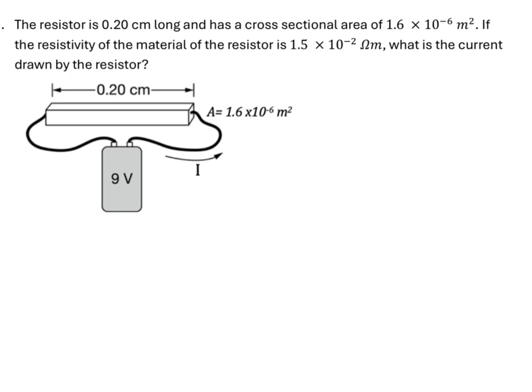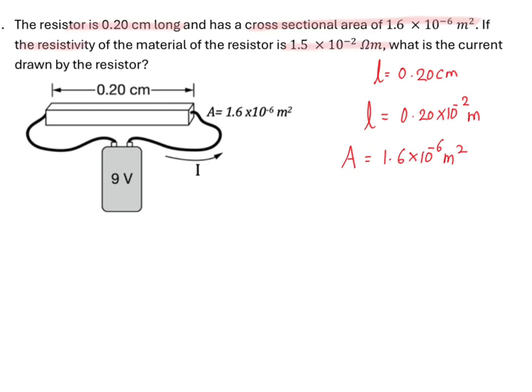Next problem. The resistor is 0.2 centimeter long and has a given cross sectional area. So we have got the length given, which is in centimeter. We'll convert that into meters. Area of cross section is given, which we'll write down, A equal to 1.6 times 10 to the power negative 6 meters square. Resistivity is also given to us.